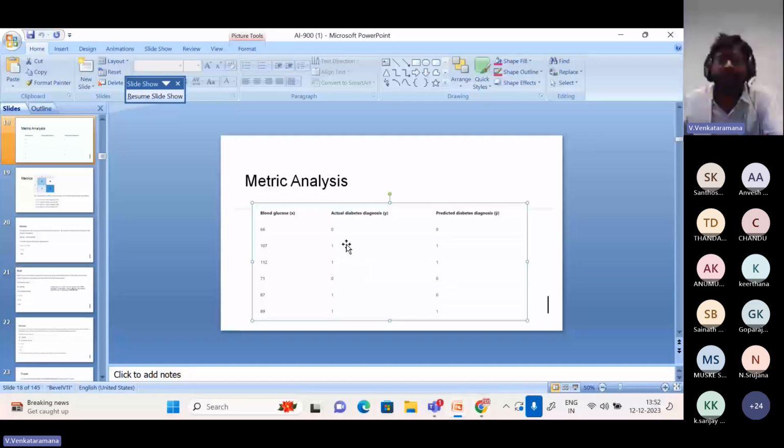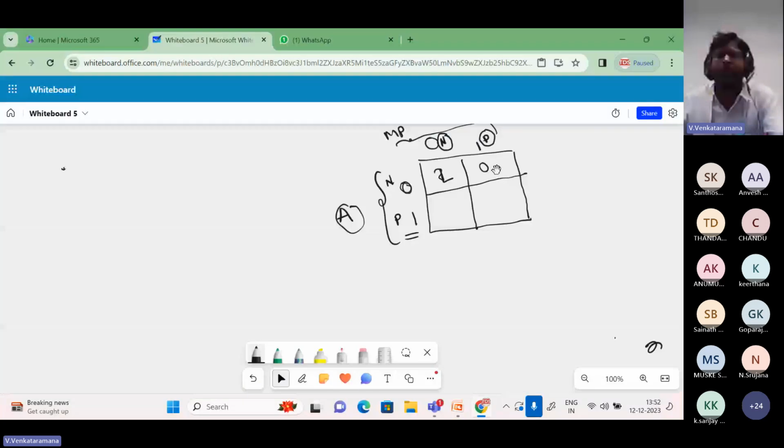Now I'm asking about this cell. This cell represents actually diabetic positive 1, but your model is predicting 0, diabetic negative. How many such samples are there? So that is the question. This data was already shared with you in the WhatsApp group. So now please respond. How many such samples are there where the patient is diabetic, but the model is predicting not diabetic?